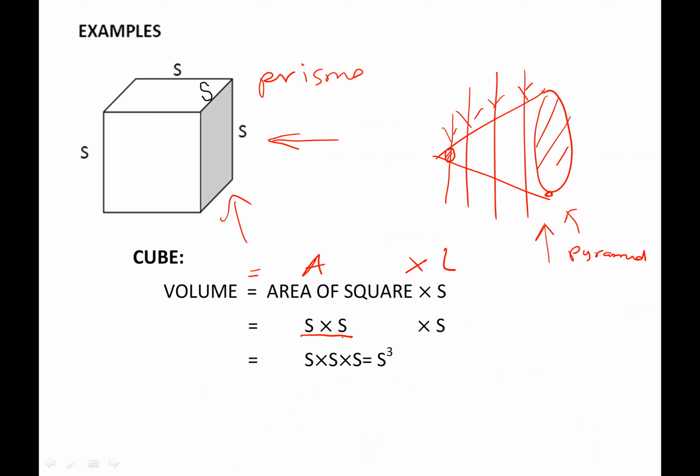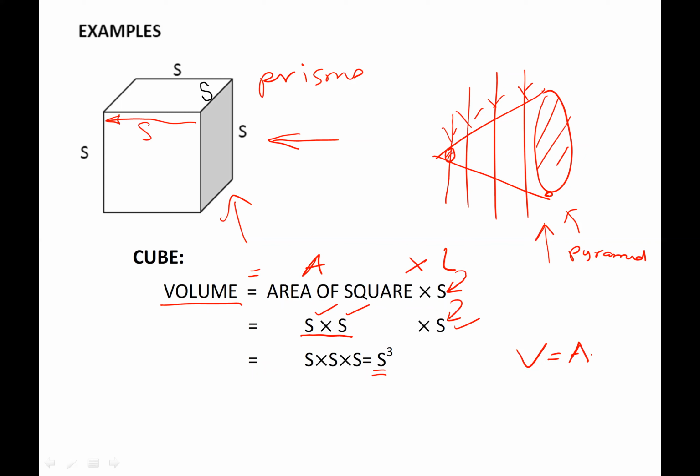The length that is perpendicular, which will be this length here, has a length of S. So in the formula, this length here will be S. So that's how we got S here. So if I need to get the volume, I'll simply say S by S by S, which is going to be S cube.